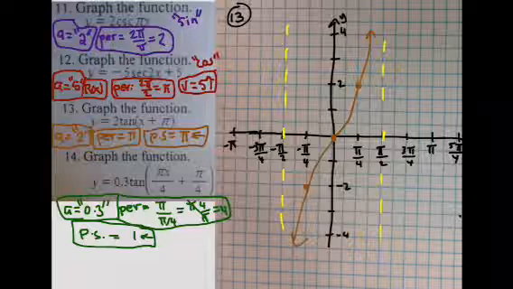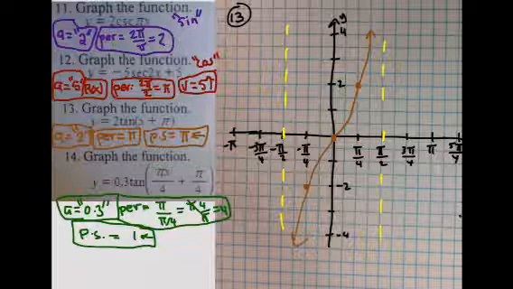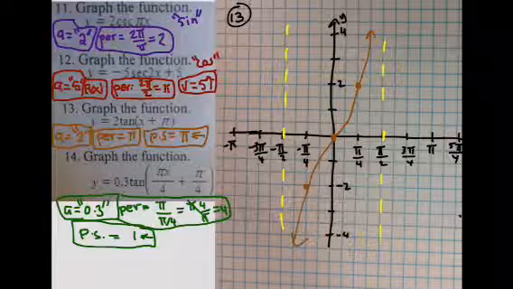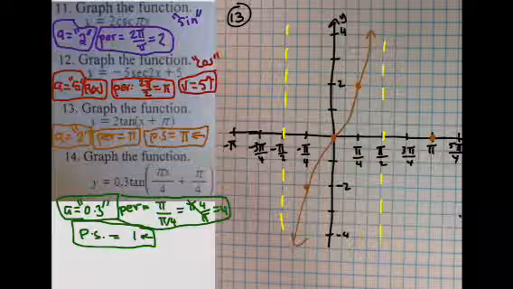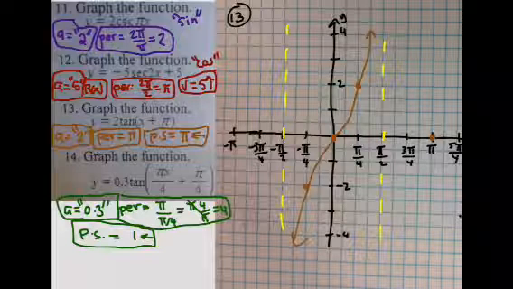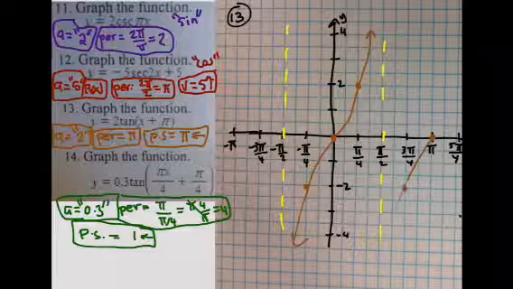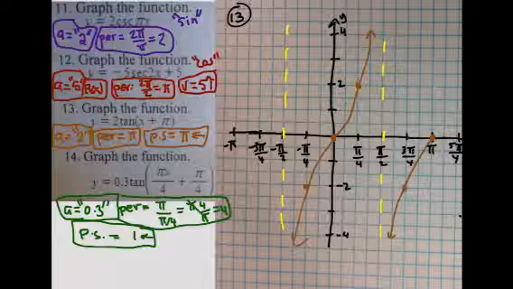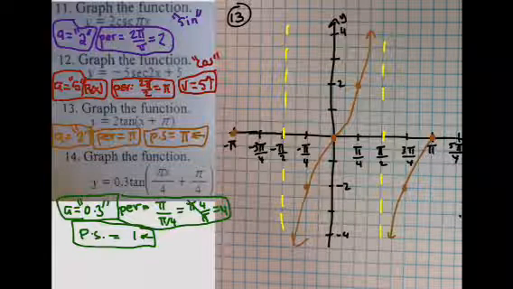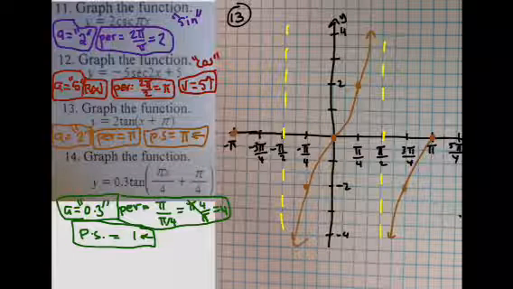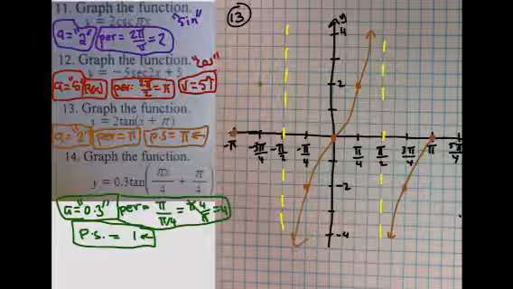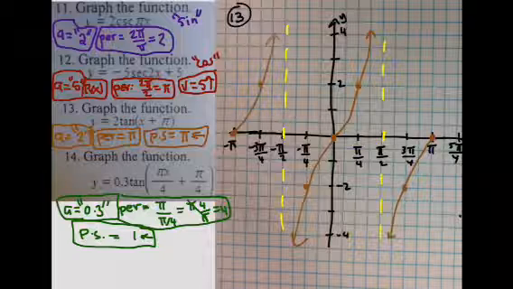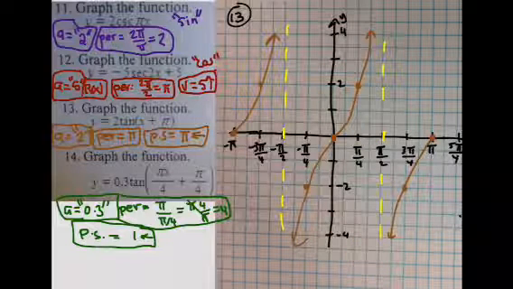Okay, I can graph a piece on the right and a piece on the left to make up 2 periods. So at pi, I draw the other 0. And from pi over 2 to pi, that's going to be the left side of the period, so that's going to be a point down here. Okay, and then at negative pi is the other 0. So from negative pi to negative pi over 2, that's the right side of the period. So that's going to give me the positive A value up here. And there it is.